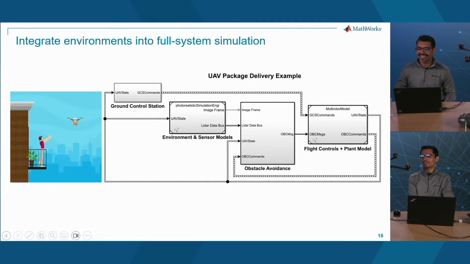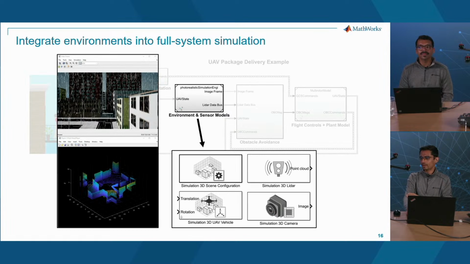So in the beginning, I told about the package delivery example that we have. That's a really good one to bring in a lot of pieces, and some of which we already talked about, like taking waypoints from ground control station, environment and sensor models, obstacle avoidance, flight controls, and plant model. So we talked about the environment and sensor models piece right now, where Ronald showed the demo with all these Simulink blocks that are available to build these scenes out.